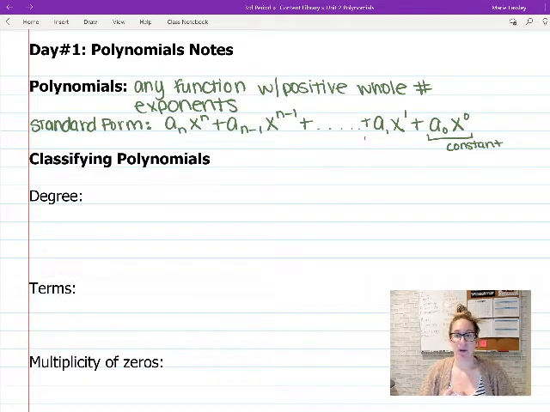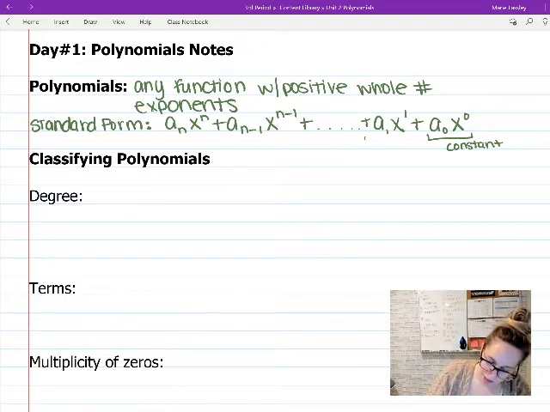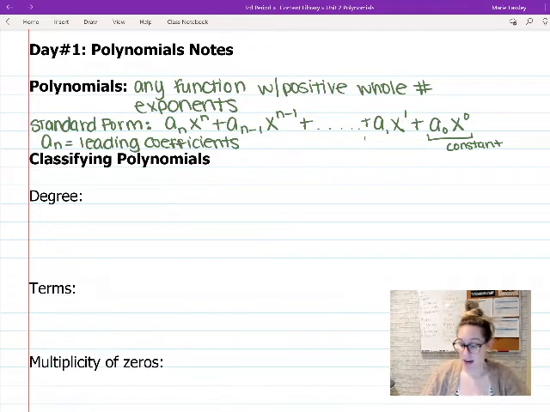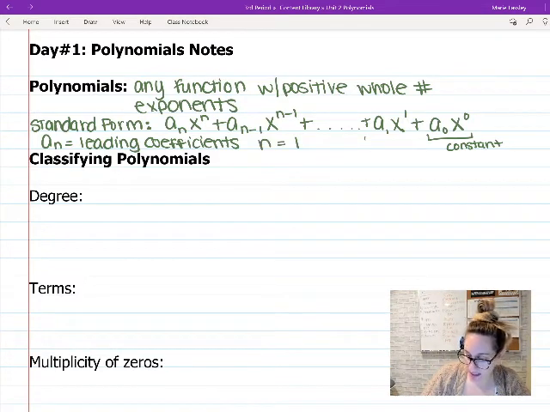Okay, so because, like I said, polynomials can have exponents of 100, if we did have an exponent of 100, the first one would be, n would be 100, and the next one would be n minus 1, so it would be 99, and then the next one would be 98, then 97, and so on and so forth. So we're obviously not writing that, but this is kind of what your standard form looks like. All right, so a sub n, this is your leading coefficient. That just means it's the number in front of the largest exponent variable. All right, and then n, that's your largest exponent.